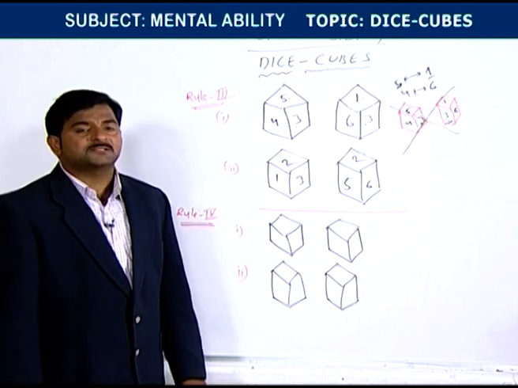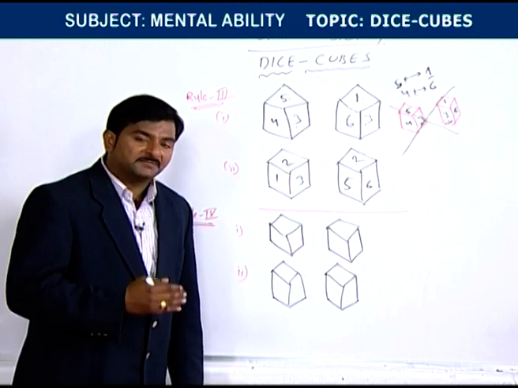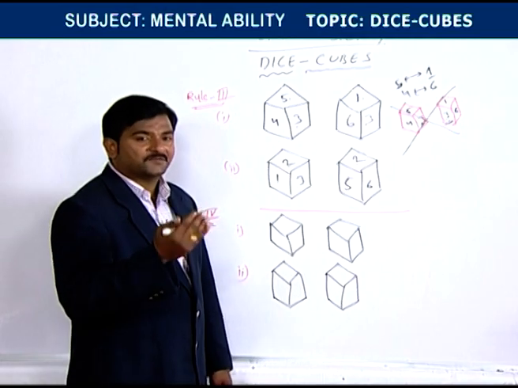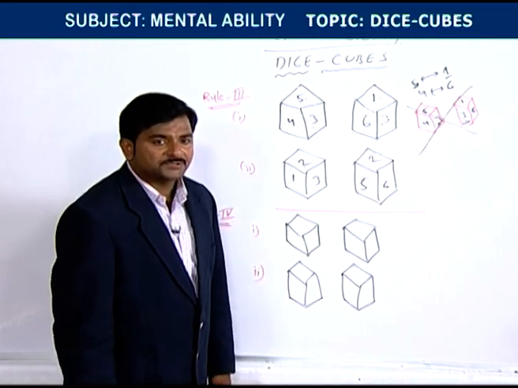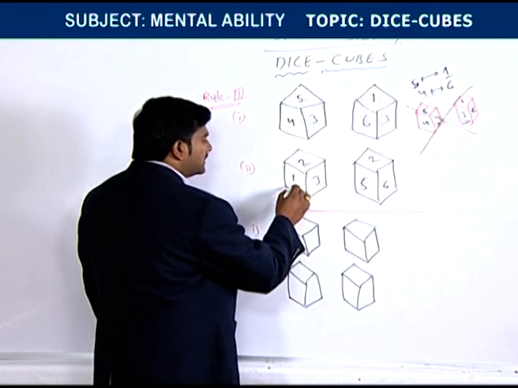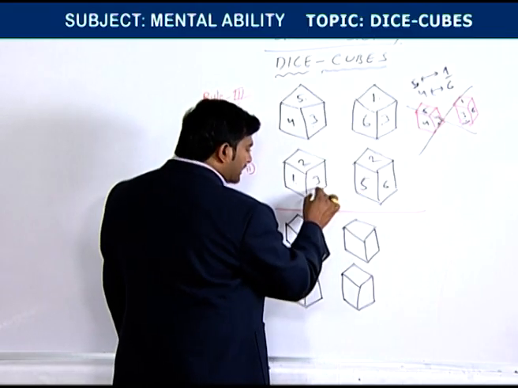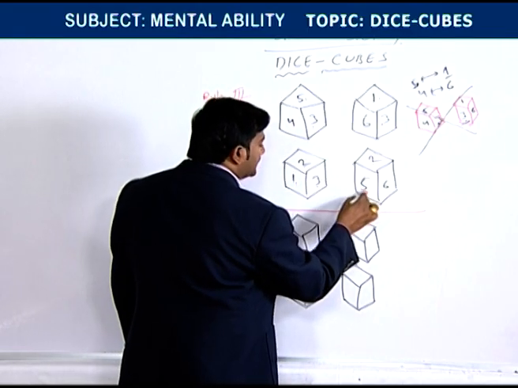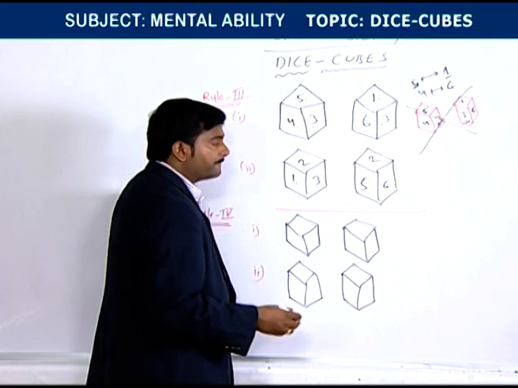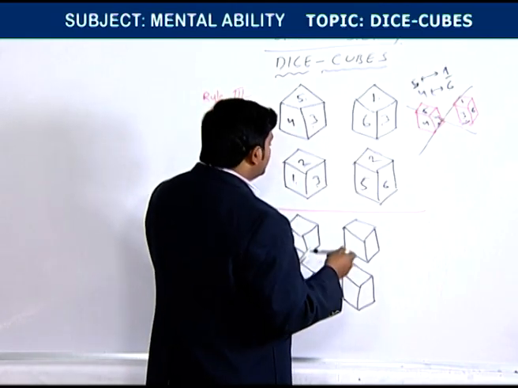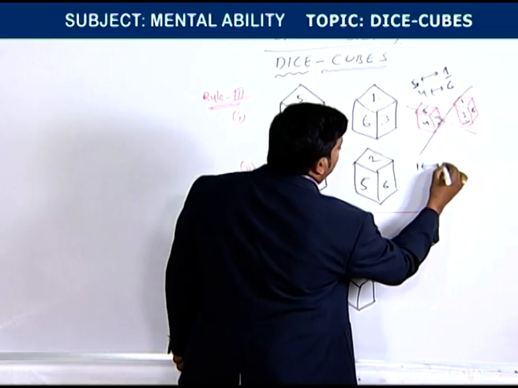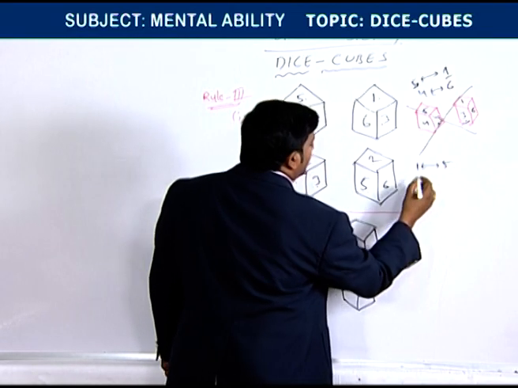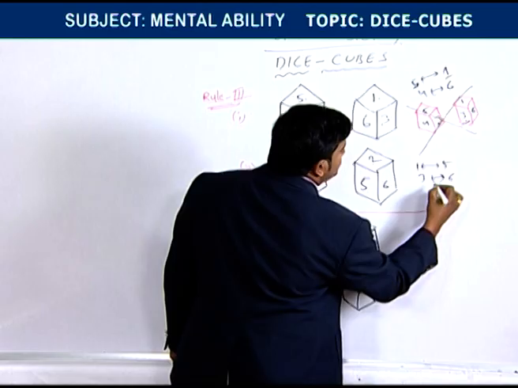Since 2 is occupying the same surface, the numbers on the remaining surfaces are also opposite to each other. So what I mean to say is, here 3 is opposite to 5, 1 is opposite to 5, and 3 is opposite to 6. I repeat: 1 is opposite to 5 and 3 is opposite to 6.